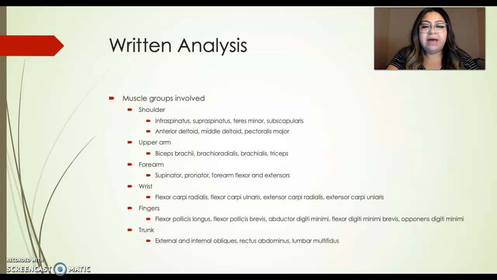In the wrist, we have the flexor carpi radialis, flexor carpi ulnaris, extensor carpi radialis, and extensor carpi ulnaris that are also found in the forearm. For finger muscles, we have the flexor pollicis longus, flexor pollicis brevis, abductor digiti minimi, flexor digiti minimi brevis, opponens digiti minimi. And then in the trunk, we have the external and internal obliques, rectus abdominis, and lumbar multifidus.